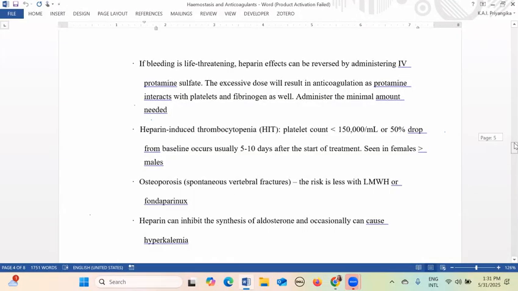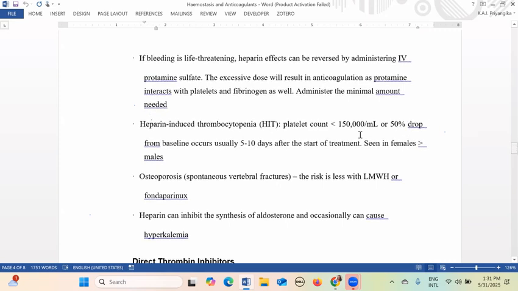And heparin-induced thrombocytopenia could happen. Platelet count less than 350,000 per ml or a 50% drop from baseline occurs, usually 5 to 10 days after the start of treatment, seen in females and males, more in females than males. Osteoporosis can happen. The risk is less with low molecular weight heparin and fondaparinux. Heparin can inhibit the synthesis of aldosterone and occasionally can cause hyperkalemia.